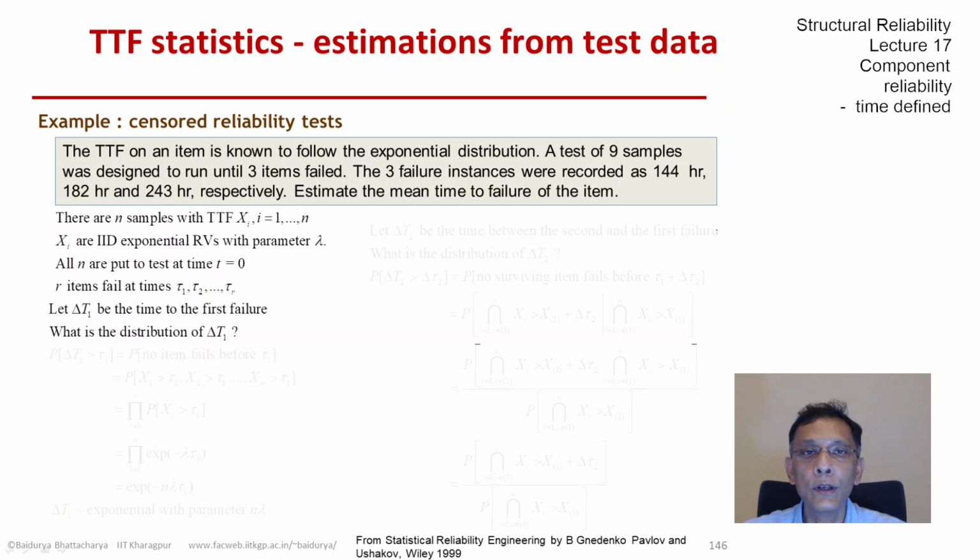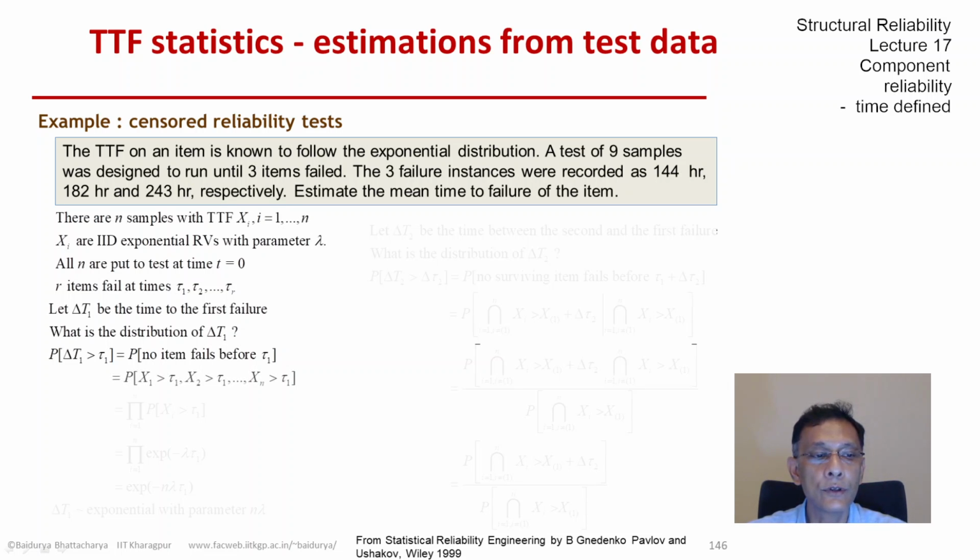Turns out that we'll make use of the fact that all the x's are IID exponentials. We don't find the CDF, but we start with the complementary function, the reliability function, if you will. We are trying to find the probability that the time to the first failure is greater than some constant tau 1. That actually gives us a very quick answer. It basically states that no item fails before tau 1. We are starting from 0. First failure doesn't occur up to tau 1. So that's what we are asking.